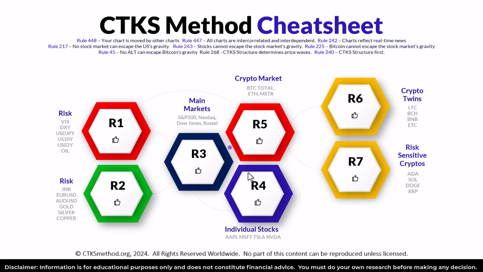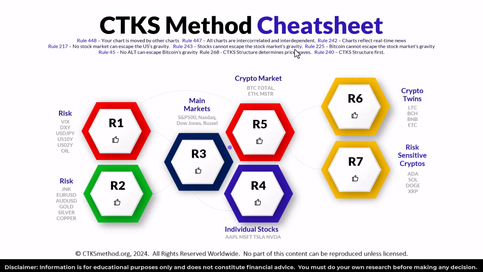Now, your money chart is absolutely unequivocally hit by the movements and intercorrelations between all of these 7 rows. It does take a lot of time to figure that out, and Rule 447 helps us to understand it. All charts, including your money chart, are intercorrelated and interdependent. That means they all depend on each other.